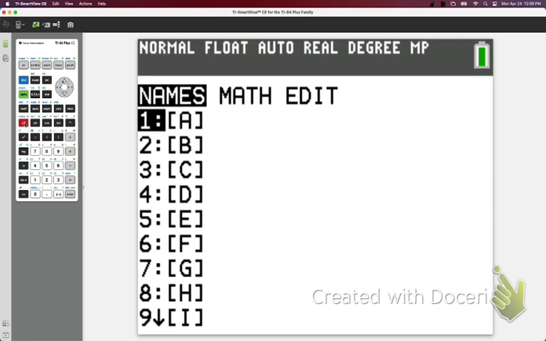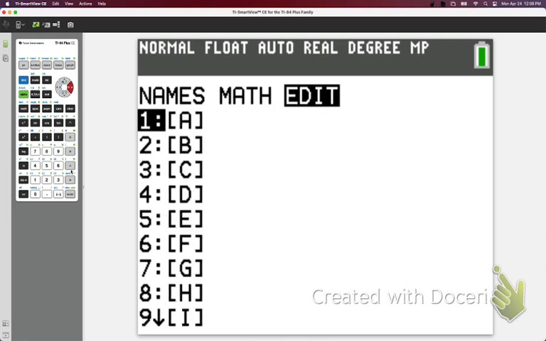Okay, so I don't have anything in 1 through 9. If I did, I'd have some dimensions over here. So you go to edit. Alice, can you take your bag off the table, please? Thank you. Okay, go to edit and hit enter.